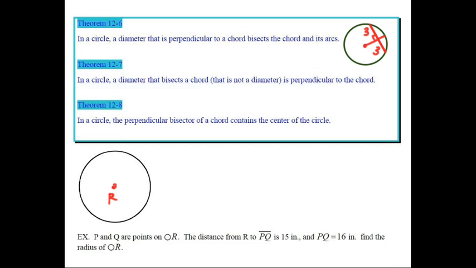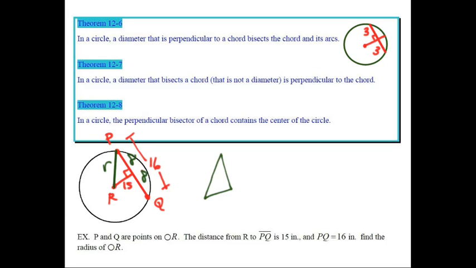All right. So here's an example at the bottom. We have circle R, and P and Q are points on it. So we'll put those points on there, and we will draw that distance. The distance from R to PQ is 15, and PQ is 16. Find the radius. So what this looks like is that's 16. That's 15, and we're looking for the radius. Now, since it's perpendicular, that 16 gets cut into 8 and 8.